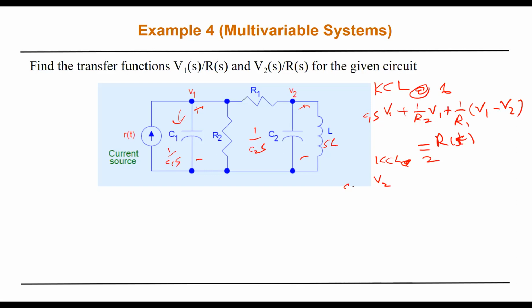C2S plus V2 over SL. Okay, great. V2 minus V1 over R1 equal to 0. Great.